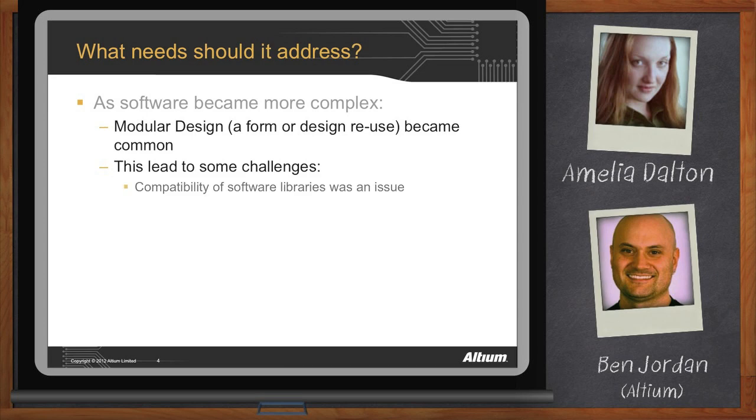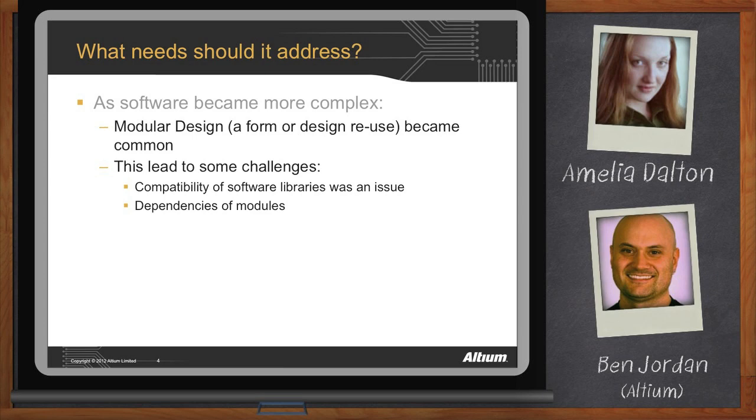Of course, compatibility of software libraries became an issue. If you wrote some code that used code from a library that somebody else wrote, and then they modified that library, it could break your code. I see. So there had to be some way of tracking versions and compatibility issues, and this is also often referred to as dependencies, so there became dependency issues as well.